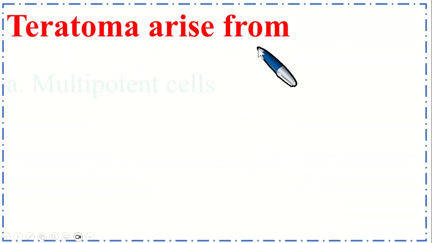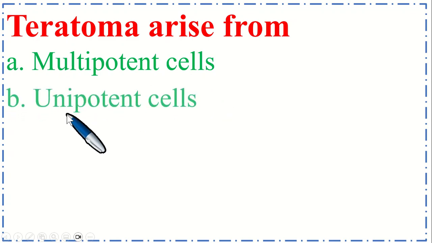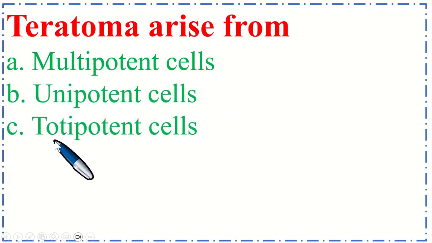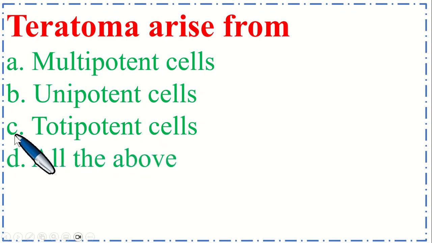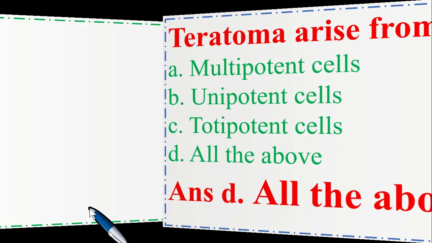Teratoma arise from option A multipotent cells, option B unipotent cells, C totipotent cells, and option D all of the above. So the correct option is D.